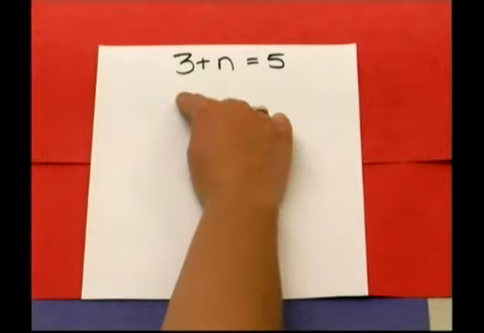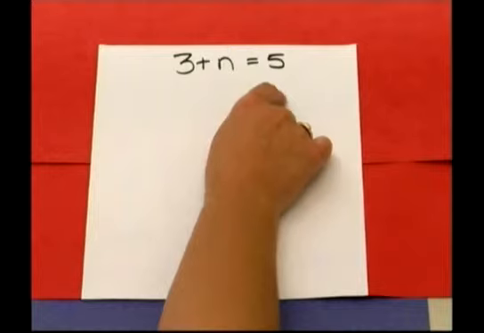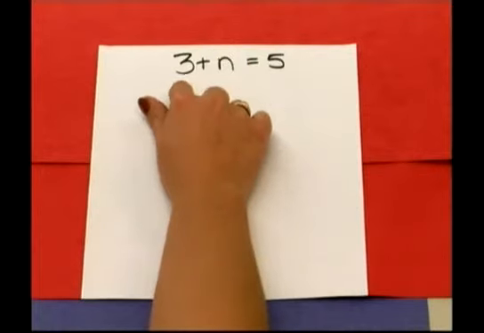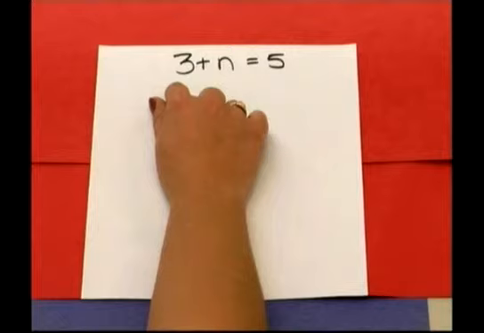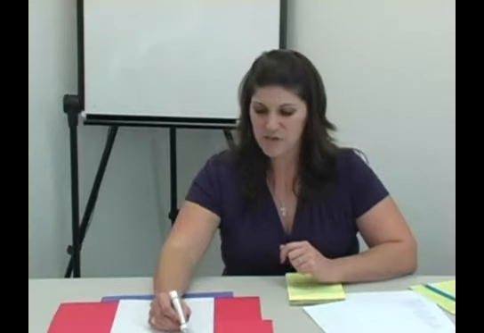So to solve this problem, 3 plus n equals 5, we're going to use what's called inverse operations. Well, here we're adding. We're adding 3. So the inverse operation of adding is subtracting. Inverse means the opposite. So we're going to subtract 3.